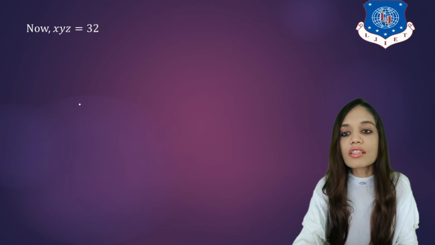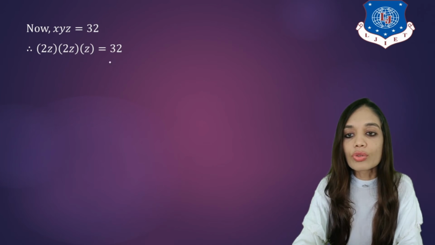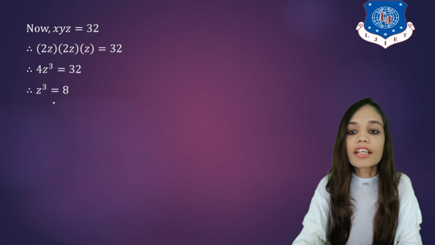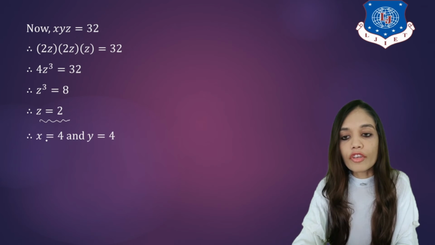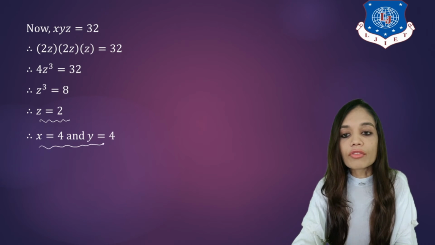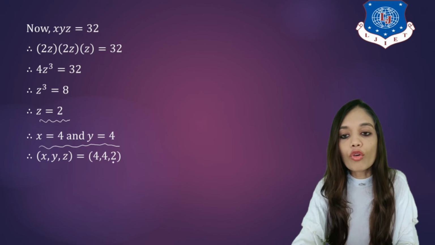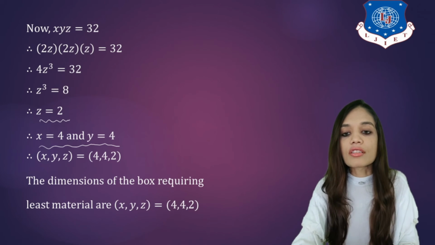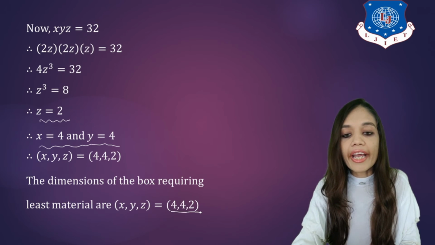Now put this in your constraint, that is xyz is equal to 32. Therefore you will get 2z into 2z into z is equal to 32. Simplifying, you will get 4z cube is equal to 32. Therefore z cube is equal to 8. Finally the value of z will be equal to 2. Therefore the values of x will be 4 and y will be equal to 4. So x, y, z will be equal to 4, 4, 2. Therefore the dimensions of the box requiring least material are 4, 4 and 2.